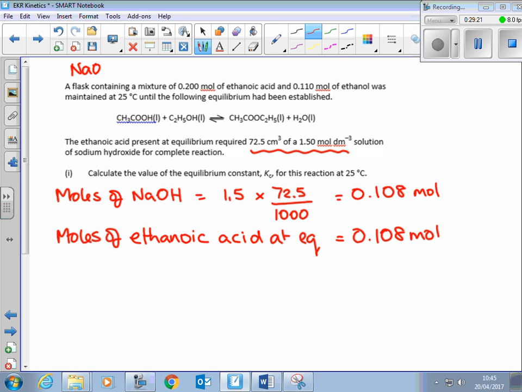Sodium hydroxide plus CH3COOH gives us CH3COONa, with the Na stuck on the end, which is weird, but that's the way it works, and water. So that is that reaction. That's what that's doing. All right, so it's analysing what's left by titrating it with something else.